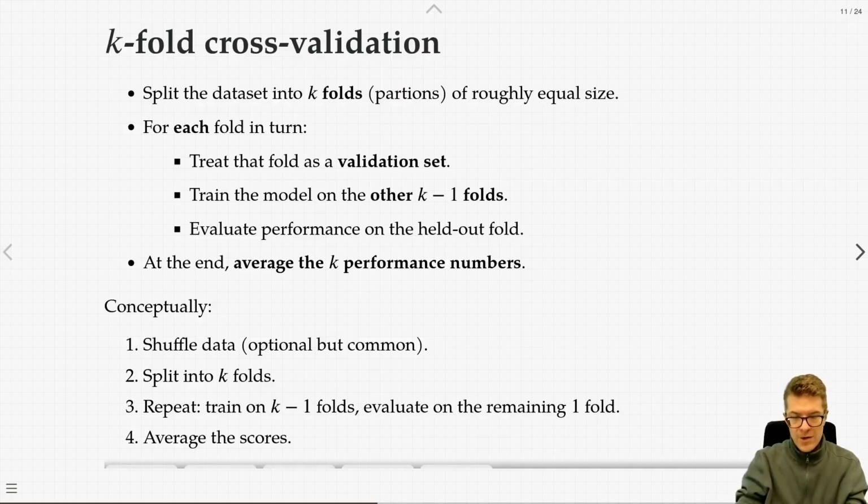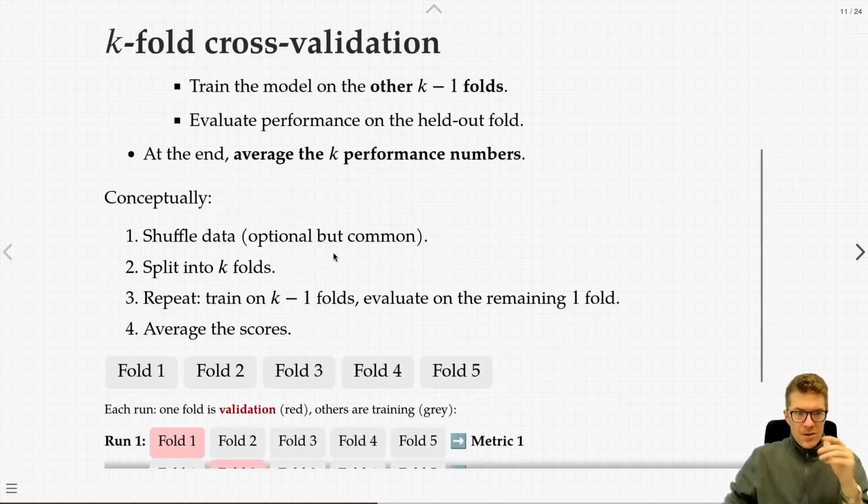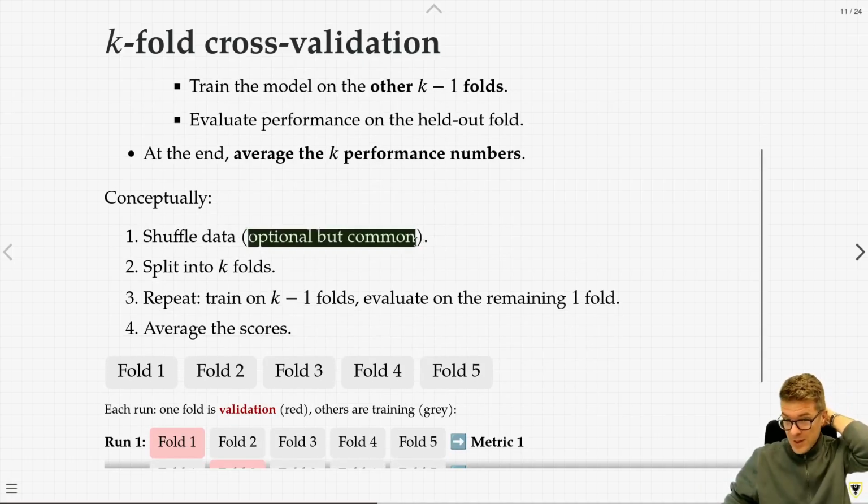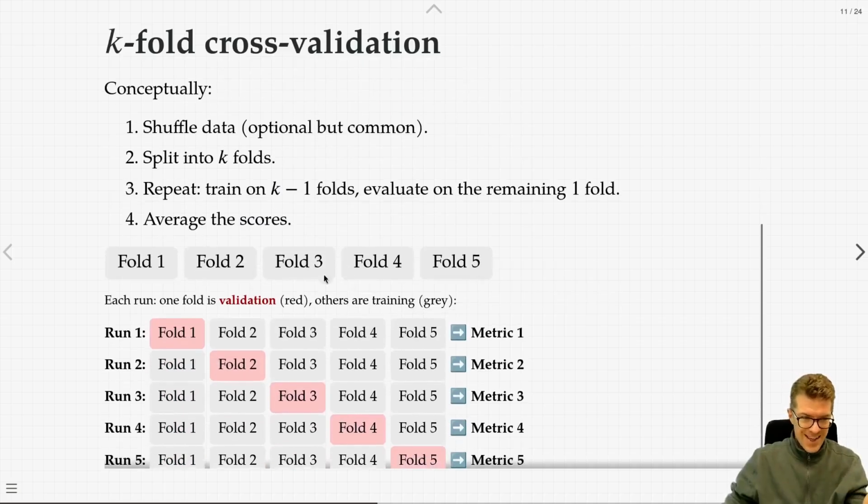We get our metrics, accuracy or whatever it is we want, the mean squared error, the mean absolute error. Then we record that metric, put that fold back, the one we held out, take the next fold, and repeat the process k-1 more times. So conceptually, we shuffle the data first. This is optional, but it's common. We can split into k folds, and then this is what I just said.